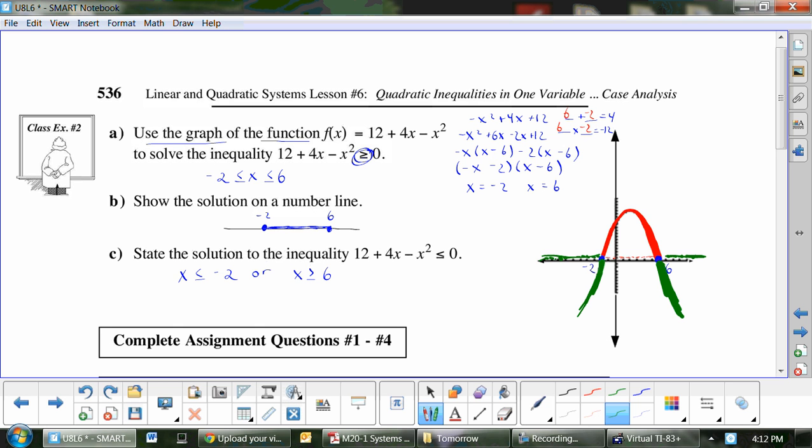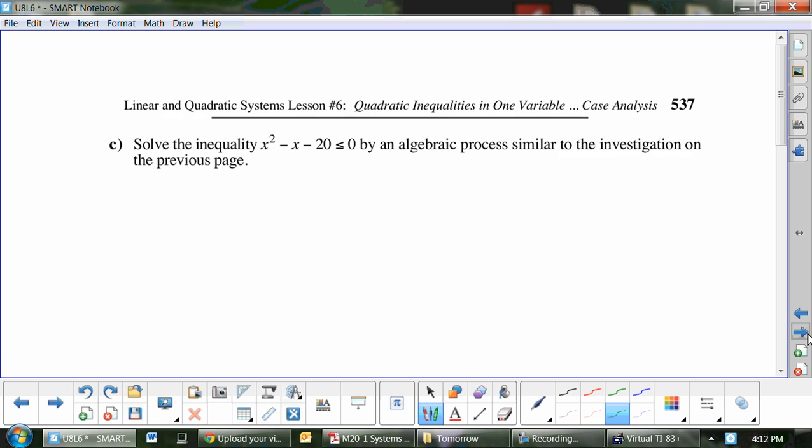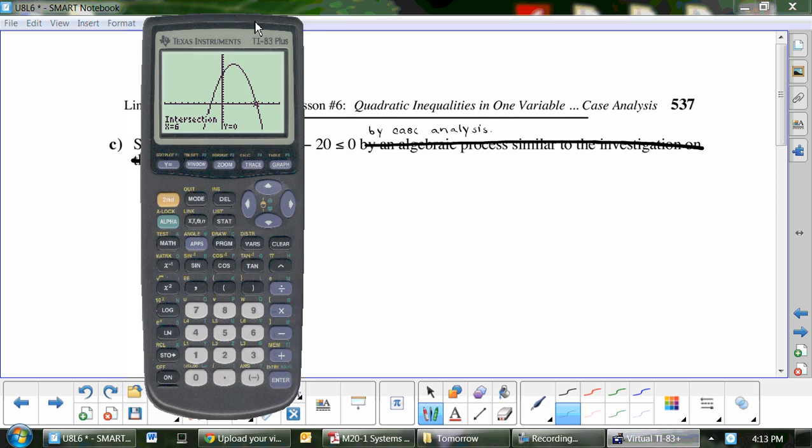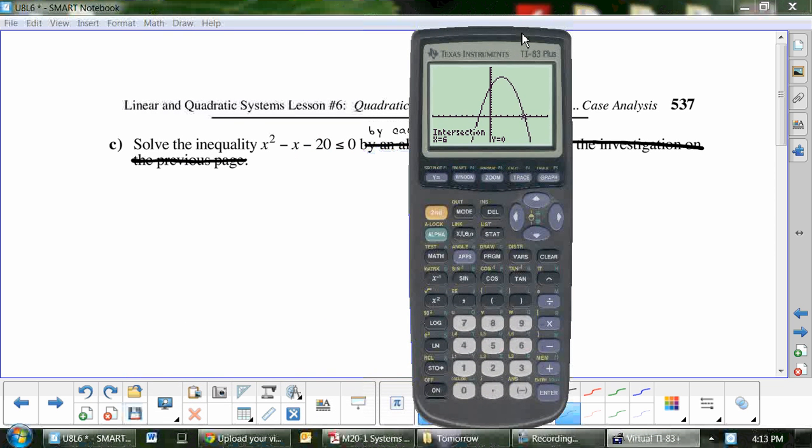Okay, so if you flip the page, we're going to start learning about case analysis. So I want you to take your pencil and cross this right out. Okay, and then just on top of it, write by case analysis. Okay, so when we're doing these by case analysis, we start them off the same way as always. I want you to graph them in your calculator first thing.